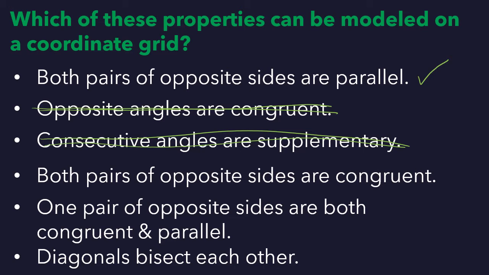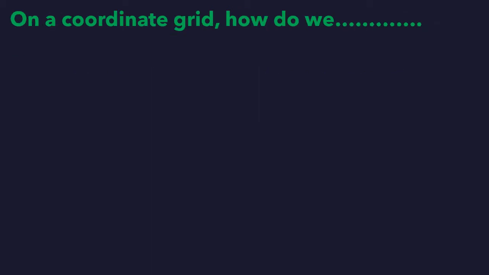Could I show that both pairs of opposite sides are congruent? Well, we have the distance formula, so I could use the distance formula or the Pythagorean theorem to find the lengths and verify that those opposite sides are congruent. And I could definitely show that one pair of sides is congruent and parallel. And I can also show that diagonals bisect each other. So how can I do this?